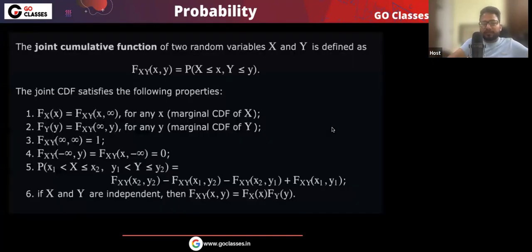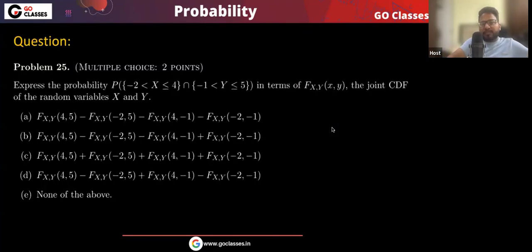Now let's see some questions. Let's see this question. This is a multiple choice question. They are saying that x ranges from -2 to 4, and y ranges from -1 to 5. Then they're asking you to find this probability in terms of the joint CDF. Let's suppose the joint CDF is given to you, and you have to represent this in terms of it. This is a good question. Do you want to try this? Take some time and let me know what answer you're getting.